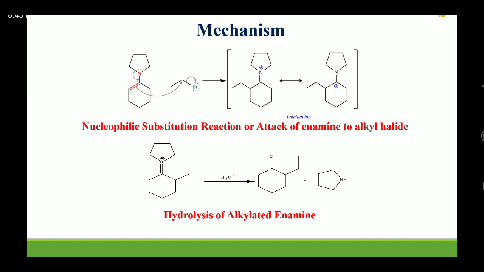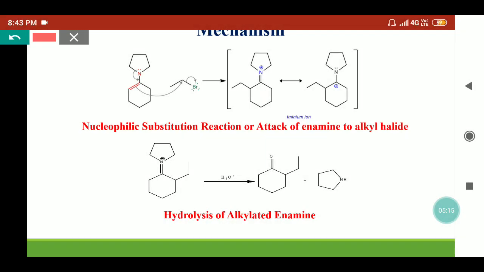In the next step, this enamine acts as a nucleophilic carbon, so this carbon will attack the alkyl halide's carbon and bromine will be released. So we'll get the alkylated iminium ion. Because the nitrogen has a positive charge, it can be hydrolyzed easily. When the hydrolysis takes place, the secondary amine will be generated back, and we'll get the carbonyl compound.